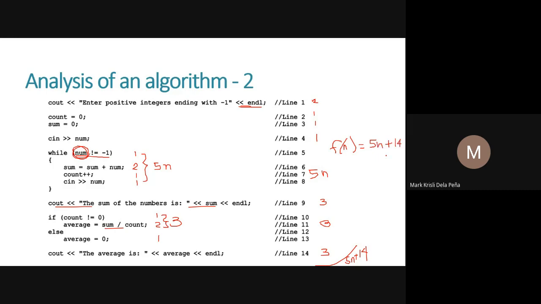This is not fixed. This is not constant since we have here n. Now we don't know the value of n here. So that's n. So if n is equal to 100, so that will be 100 times 5, which is 500 plus 14. So that's 514. If n is just equal to 2, so that's 24. So it's dependent on n.